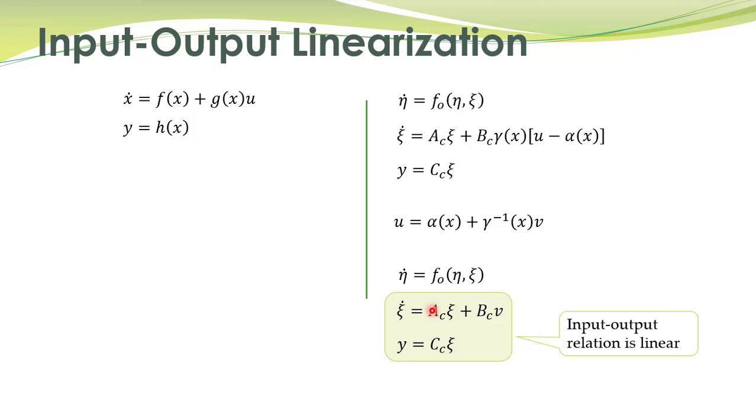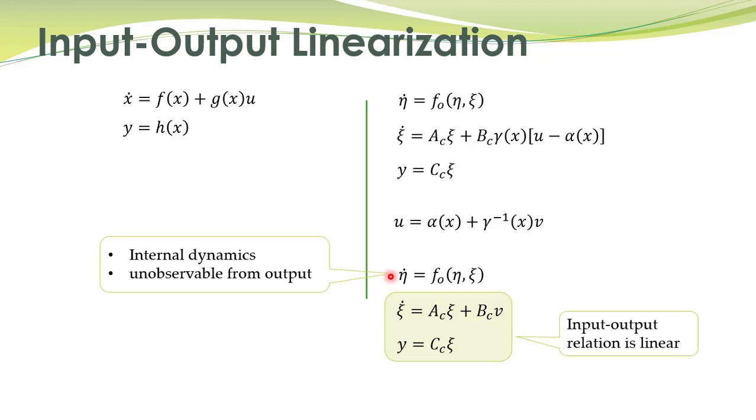The new input is v and output is y. So this part of the system is input output. We see that the input output relation is a linear relation. You can even find a transfer function between this input and the output. There are some additional state variables, and these state variables do not appear in this equation as well as in this equation. These state equations are called internal dynamics, and these internal dynamics are unobservable from the output because these state variables do not have any effect on the output equation.